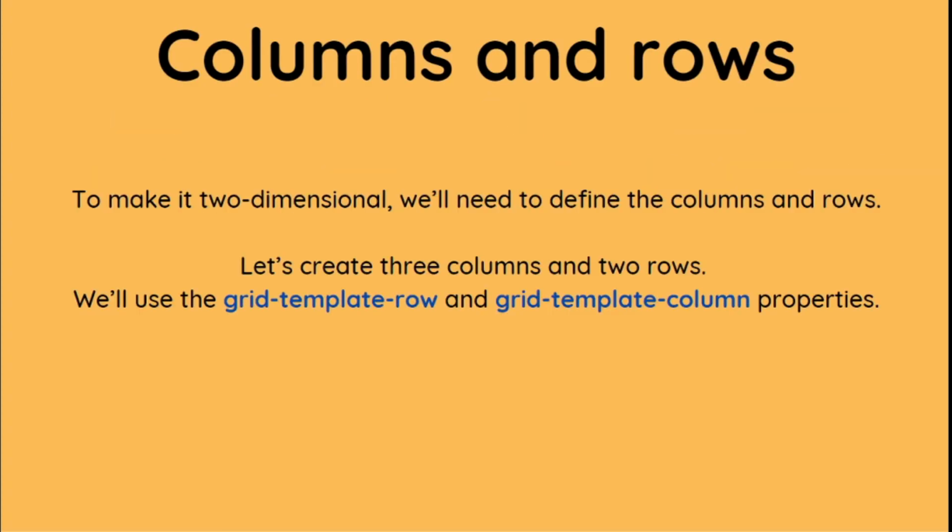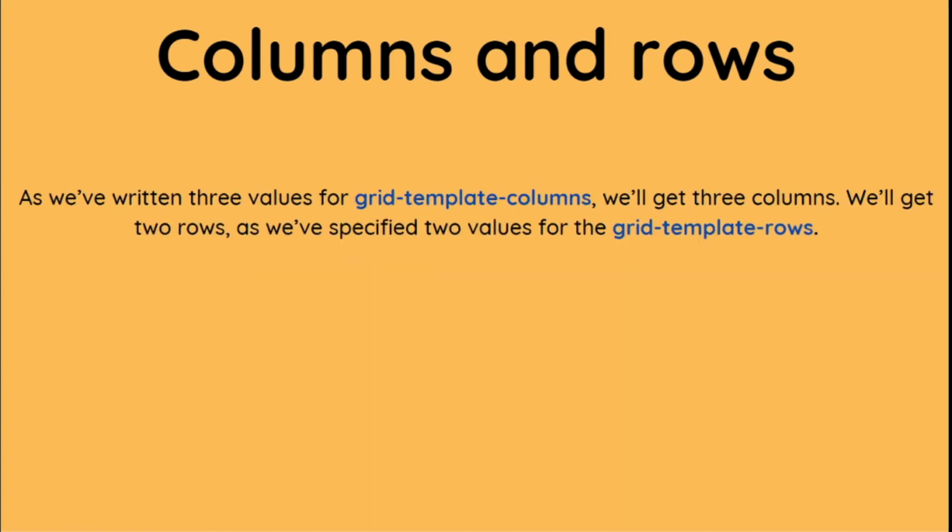Now let's talk about the columns and the rows. To make it two-dimensional, we'll need to define the columns and the rows. Let's create 3 columns and 2 rows. We'll use the grid-template-rows and the grid-template-columns properties. As we've written 3 values for grid-template-columns, we'll get 3 columns. We'll get 2 rows as we specify 2 values for grid-template-rows.